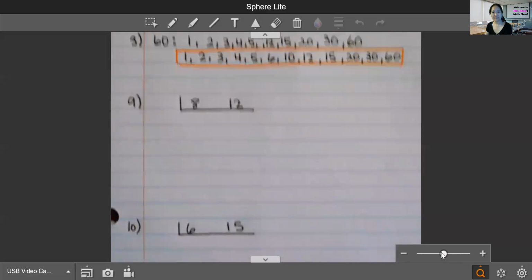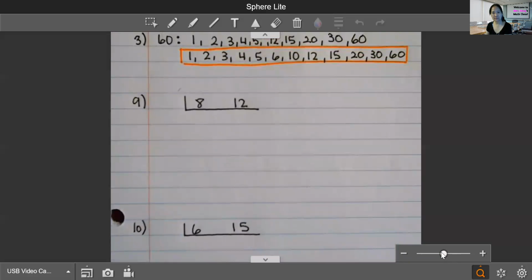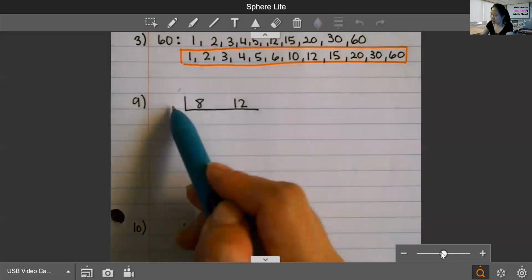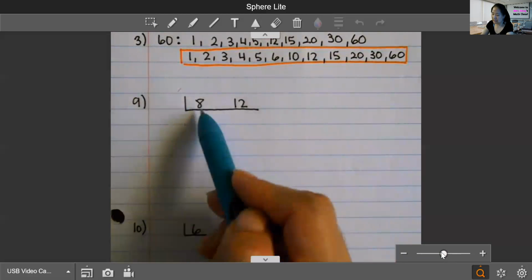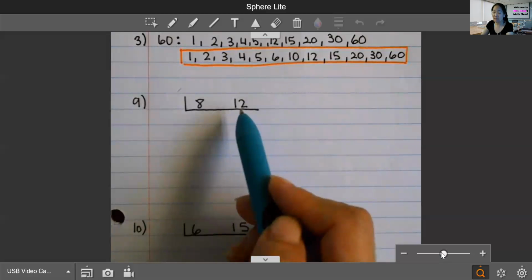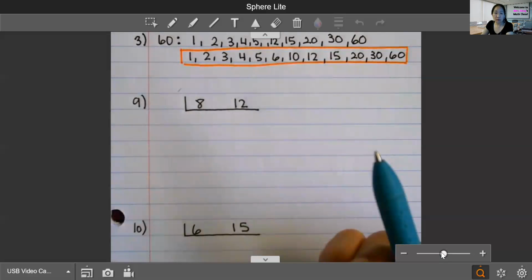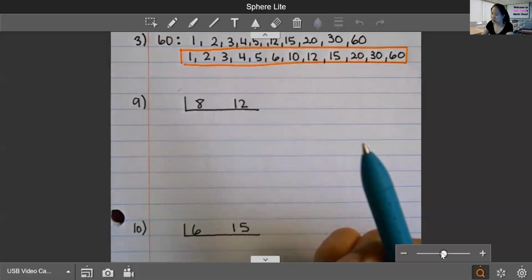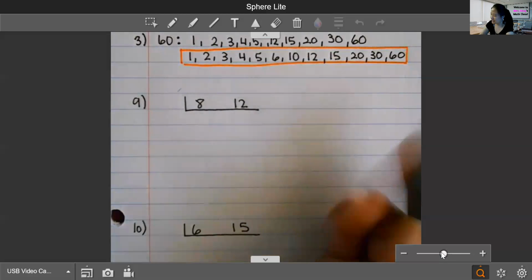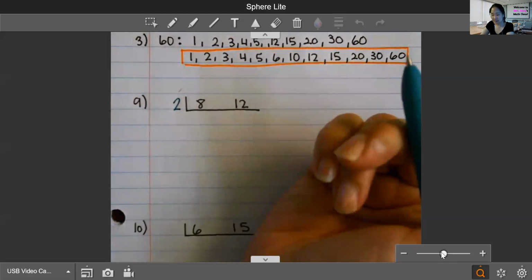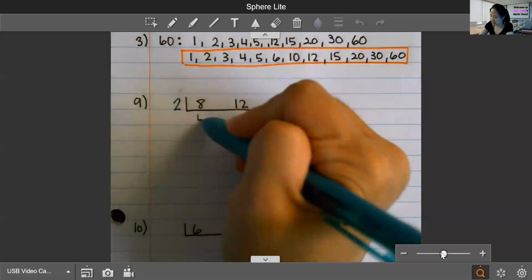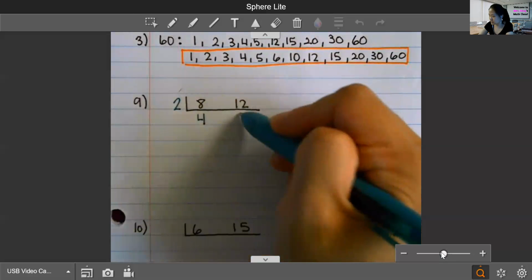Okay. All right, let's start with number 9. When you are solving for a greatest common factor using this strategy, you want to look for a factor that goes into both 8 and 12. So you're looking for a common factor of 8 and 12. There are a couple of them. There's 2 and there's 4, okay? I'm gonna divide by 2 and see what happens. So 2 goes into 8 4 times, and 2 goes into 12 6 times.